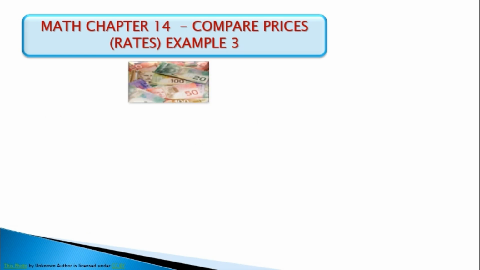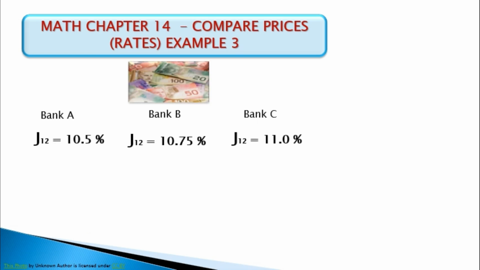Another example, example 3: we have the same 3 banks, and they're all advertising with monthly compounding, an annual rate with monthly compounding. As long as they're all advertising with the same monthly compounding and annual rates, it's easy to compare. So we can see that Bank A has a lower rate than Bank B and C, and Bank C has the highest rate.